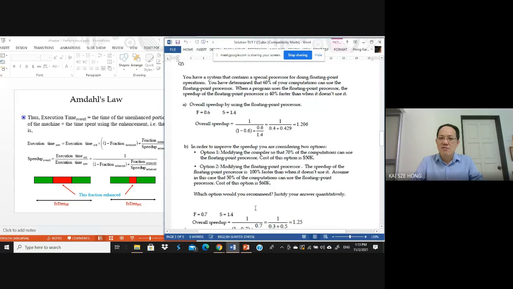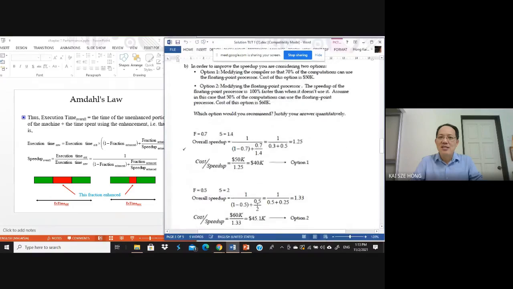So now, for question B, in order to improve the speed up, you are considering 2 options. There are 2 options here. First, you modify the compiler. Another one, you use the design of the new processor.